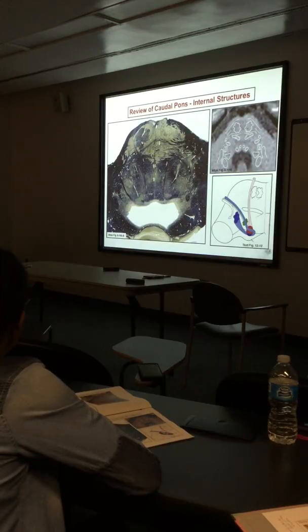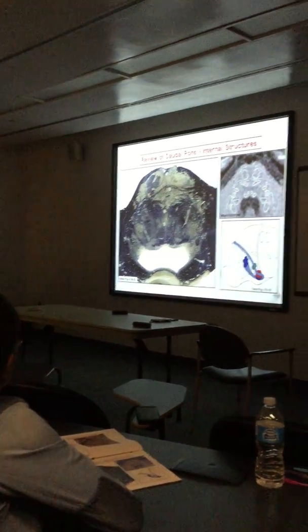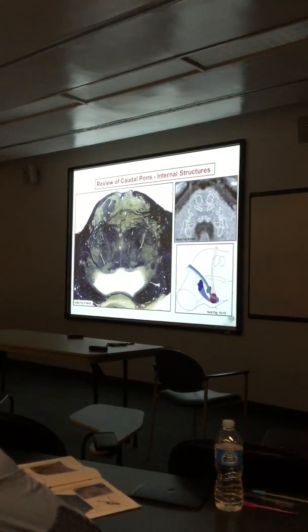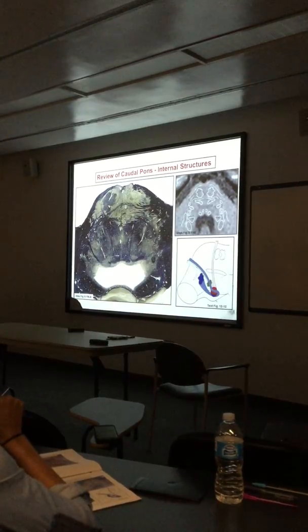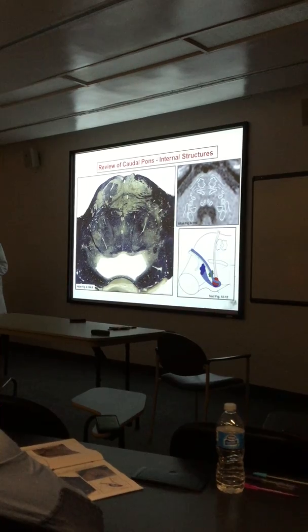Motor nucleus of 6 moves the eye. Motor nucleus of 4 moves the eye. Each of them is innervating one muscle. And the motor nucleus of 3, oculomotor, moves the eye in a bunch of different directions because they're innervating a bunch of muscles. So it's an important pathway throughout the brainstem for reflex.